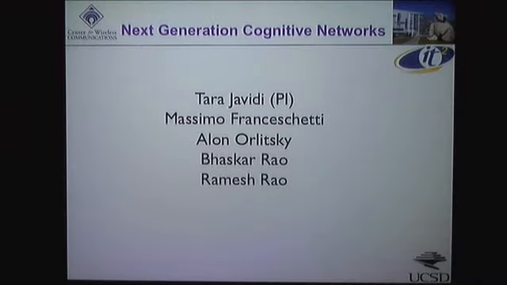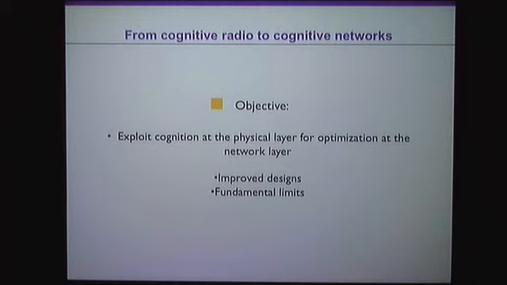level. We have heard about cognitive radios quite a bit to optimize spectrum access. Here what we want to do is to exploit cognition at the physical layer to optimize at the network layer and suggest some improved designs, as well as gain some understanding on fundamental limits.